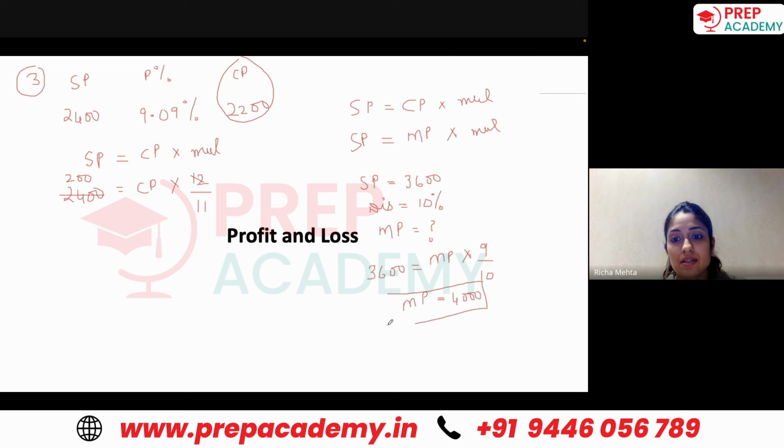Are we getting this? A very common mistake that a lot of students make is, instead of doing this, they say the discount is 10%, so let us add that to the selling price and you'll get the mark price. So 3600 plus 10% was 360, which is again incorrect, because discount percentage is a percentage of mark price and not of selling price. You cannot do that.